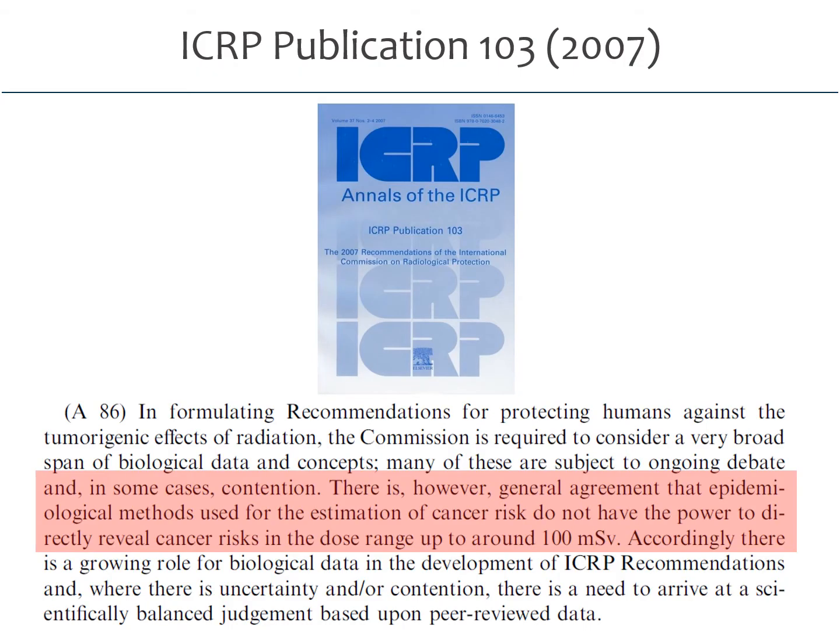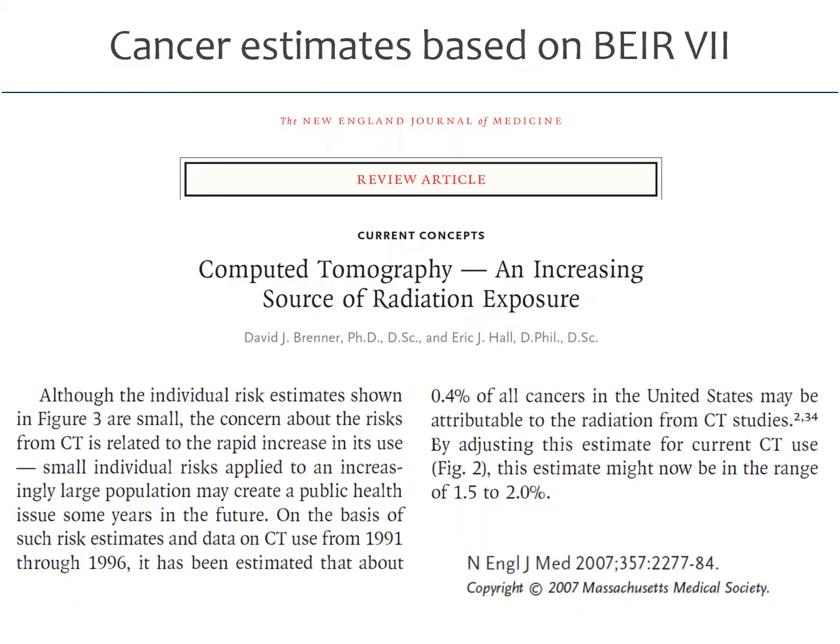In 2007, the ICRP, the International Commission on Radiological Protection, published its latest recommendations, where it was clearly stated that there is general agreement that epidemiological methods used for the estimation of cancer risk do not have the power to directly reveal cancer risks in the dose range up to around 100 millisieverts.